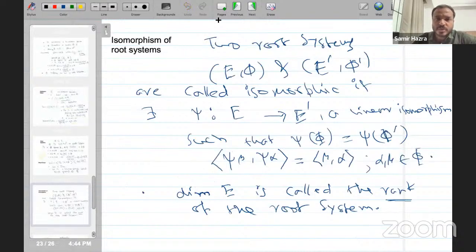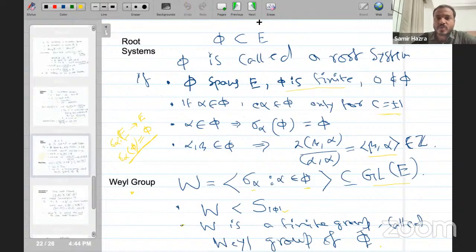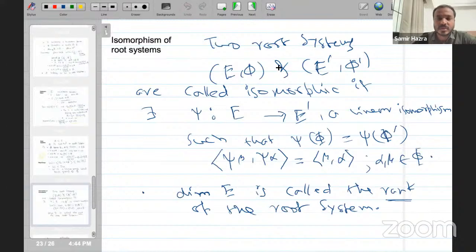And isomorphism of root systems. So basically, we have these root systems and we want to talk about when they are necessarily the same root systems. So suppose we have two root systems, one root system E, phi and another root system E dash, phi dash. They are called isomorphic if there exists a linear isomorphism from E to E dash which takes phi to phi dash. So basically this is an onto map.